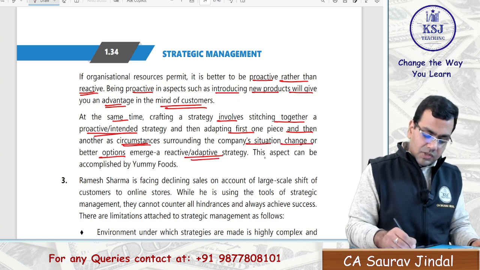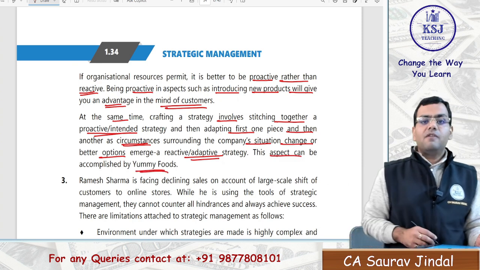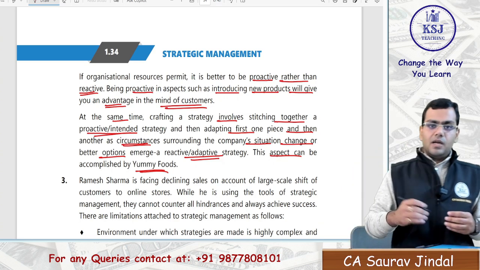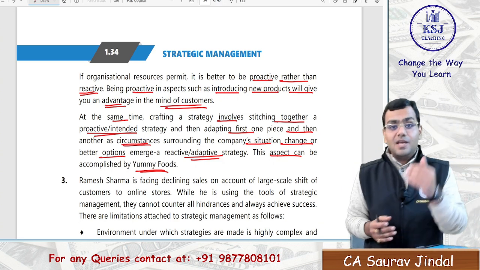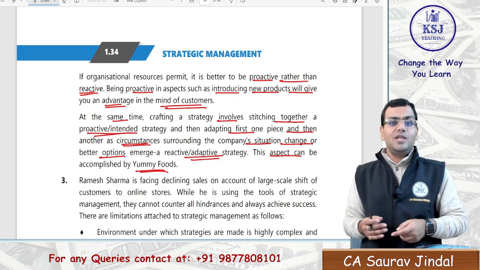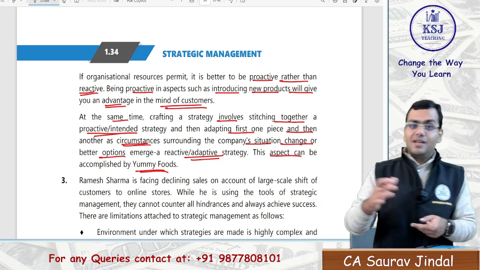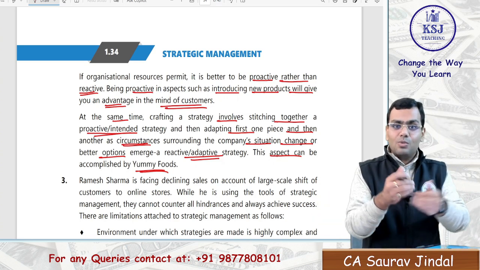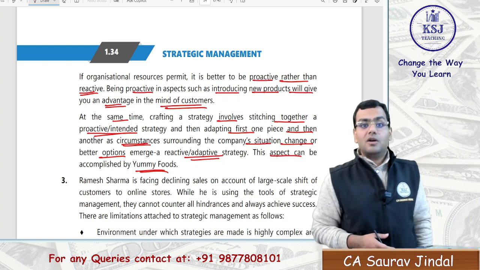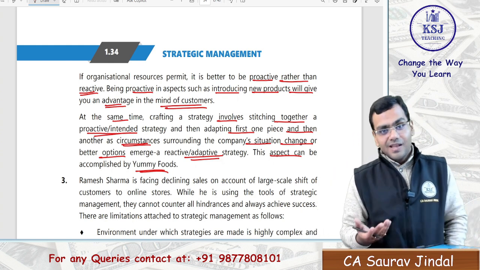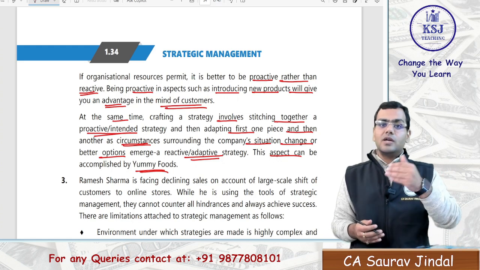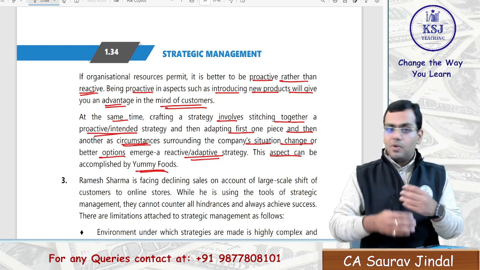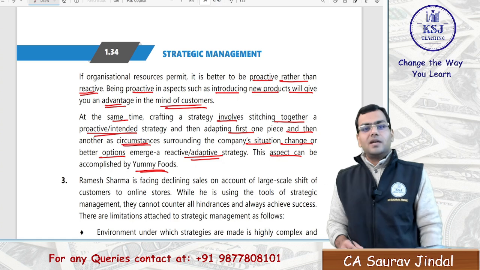A reactive or adaptive strategy can be accomplished by Yummy Foods too. Once they have introduced it, that's fine, they have taken a proactive step, but accordingly Yummy Foods will have to create a strategy again. If Tasty Foods is going to copy and follow a reactive strategy, what is going to be their strategy to counter it? Basically, they should not be losing a lot of customers to Tasty Foods, right? So this strategy is not something that will end at one stage. This strategy will keep on going. That is what strategy is.